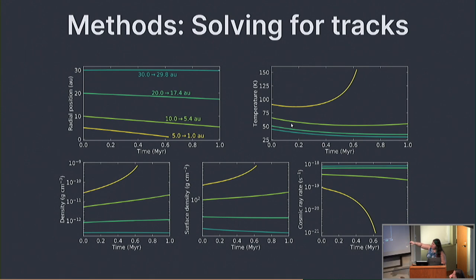And this is showing you how its local environment is changing as it spirals in. This turns out to be really important for disk chemistry because, for example, the cosmic ray rate along the 5 AU track is falling off really rapidly. So cosmic ray-driven chemistry won't be able to happen at 0.6 million years, whereas it was more likely at zero. These are the kinds of effects that we have to take into account when we're solving this.